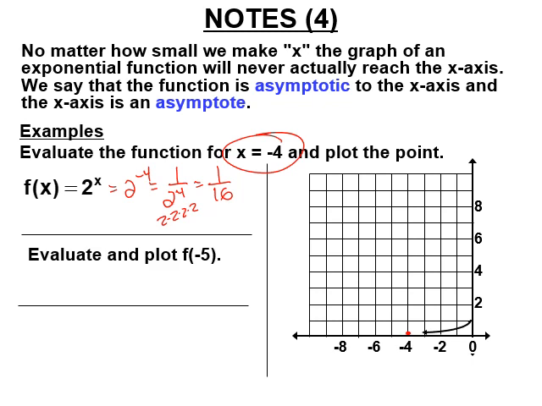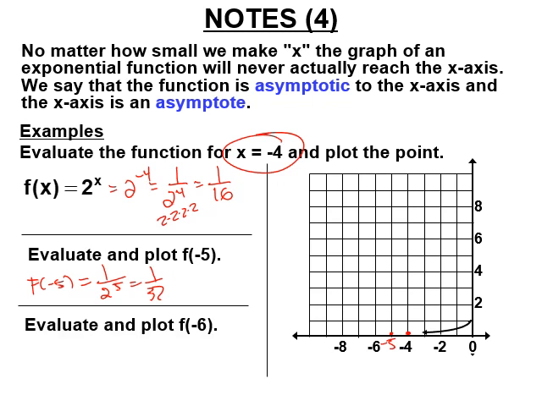Now do f of negative 5. Well, f of negative 5 better be 1 over 2 to the 5th, which is 1/32. So we're getting even closer to the x-axis there. And f of negative 6 would be 1 over 2 to the 6th, or 1/64. And we're getting even closer. Probably you'd actually have to draw it on a piece of paper.